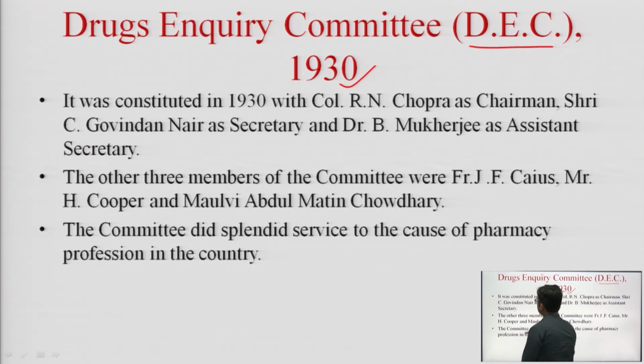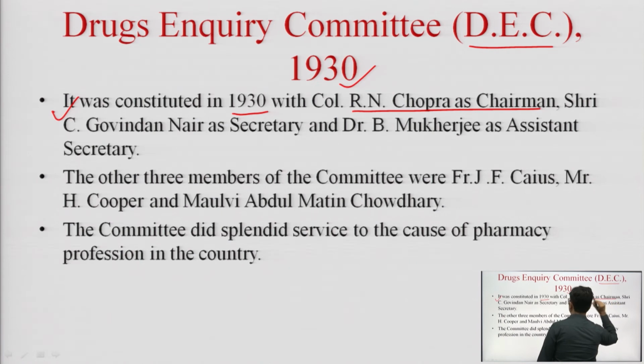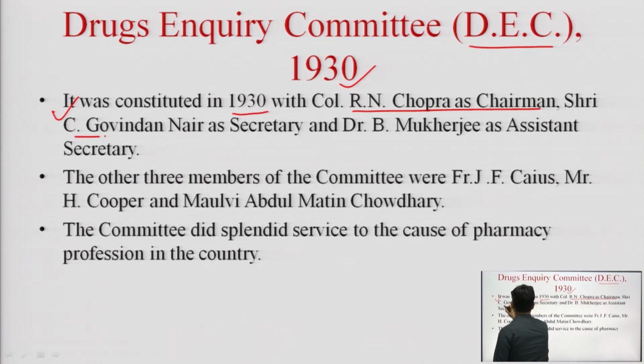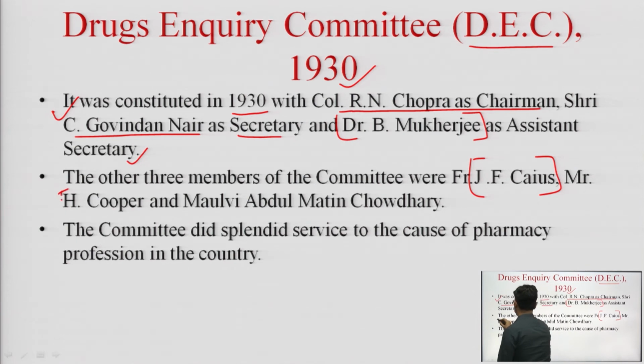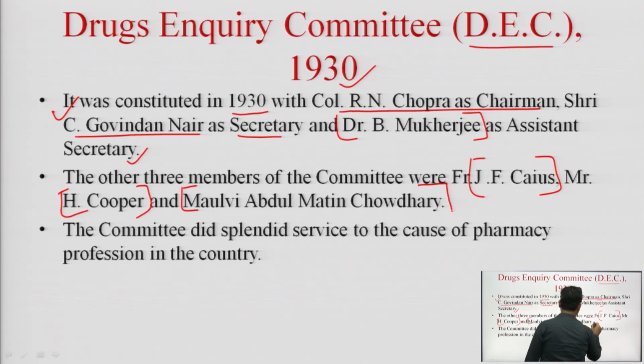So as we know, this DEC was constituted in 1930 with R.L. Chopra as chairman, Shri C. Govindanath Nair as the secretary, and Dr. B. Mukherjee as assistant secretary. Okay. The other three members of the committee were J.F. Cos, Mr. H. Cooper and Maulvi Abdul Matin Chaudhary. They were the other members of this committee.